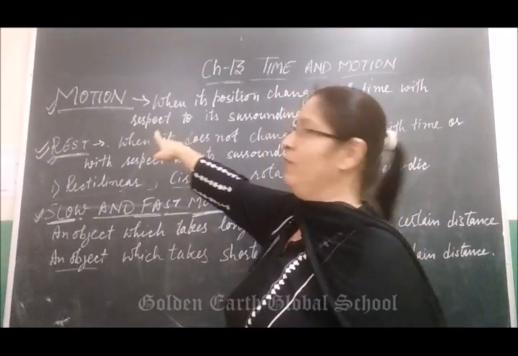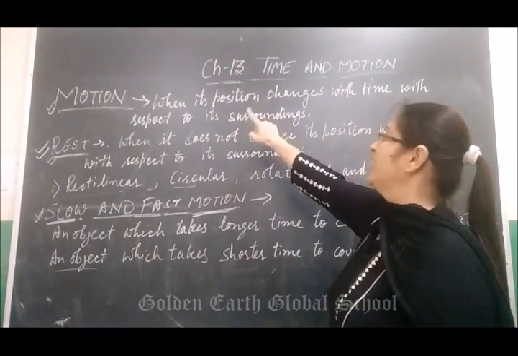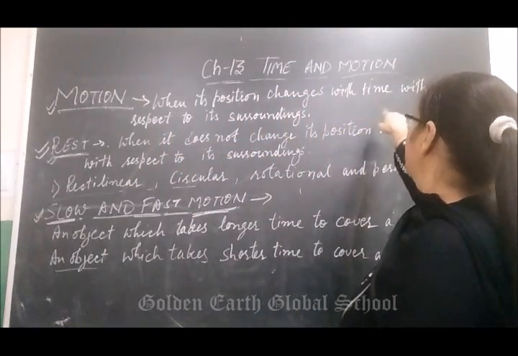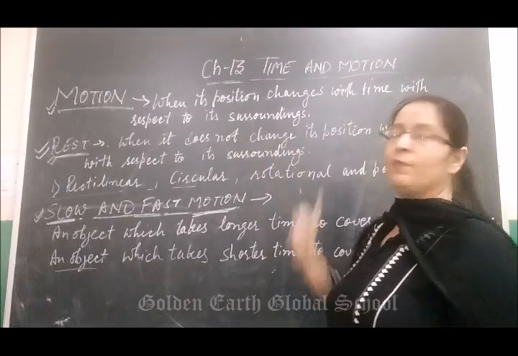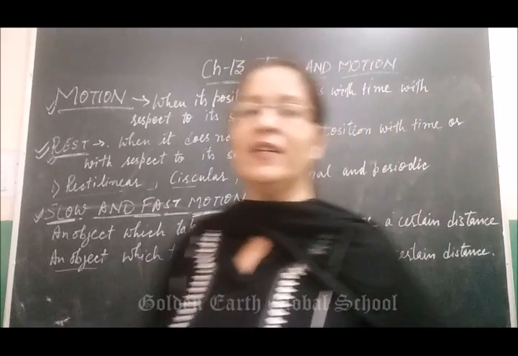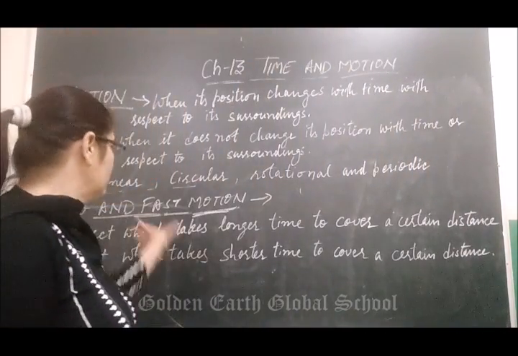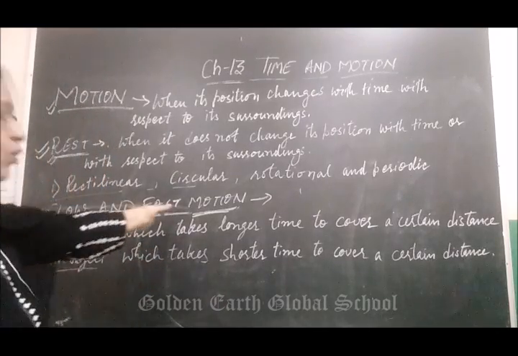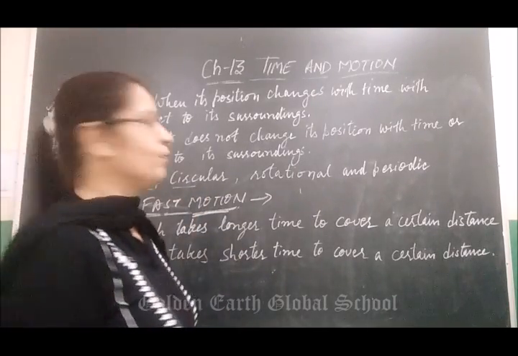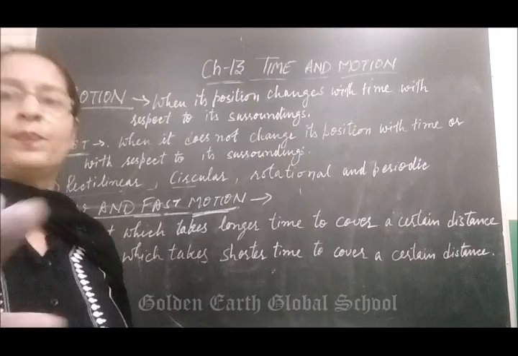So what do you mean by motion? When an object changes its position with time or with respect to its surroundings, it is said to be in motion. In motion, we can have slow and fast motion. The next topic we are going to cover is speed.